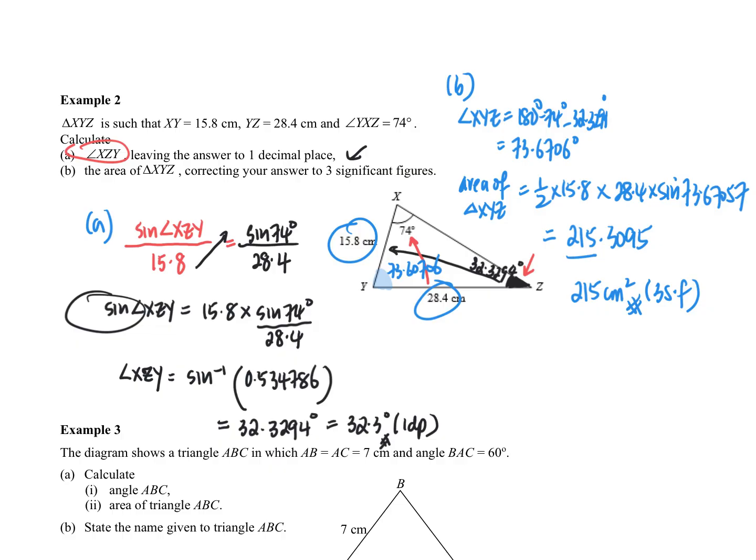So example 3, you go home and try on your own. We will continue tomorrow. Those who haven't finished your homework, remember tomorrow, latest Wednesday. Okay, that's it.